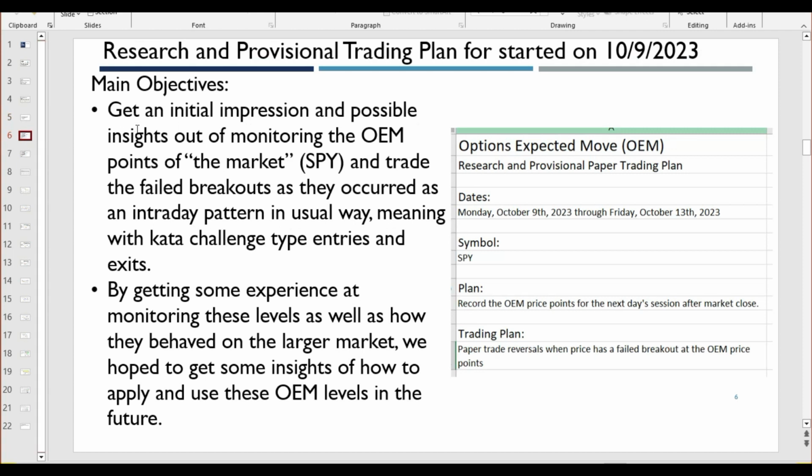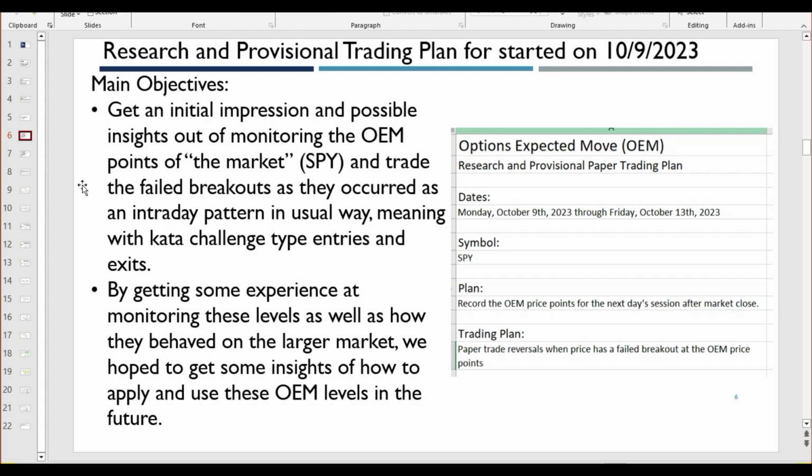So based on that research, we came up with a provisional trading plan that we started back in the beginning of October. The main objectives of this simple plan were just to get an initial impression and some possible insights out of monitoring these OEM points of the market, SPY, the ETF for the S&P 500, and to then just start to get in there and trade some of it, to see what that did, what that felt like, what the results were. So we looked at just trading the failed breakouts as they occurred on an intraday pattern in the usual way, meaning with just simple entries and exits.